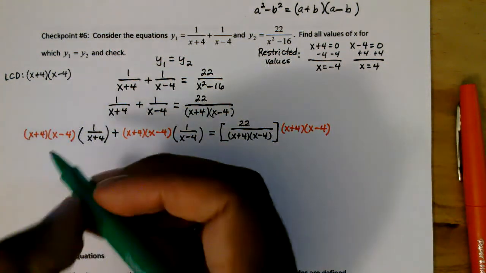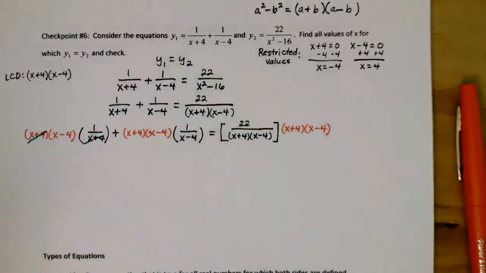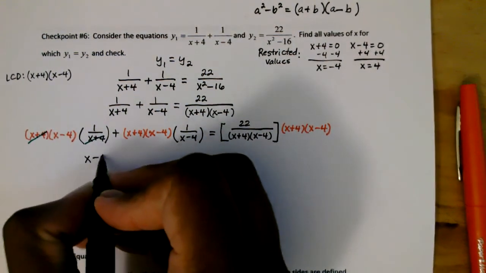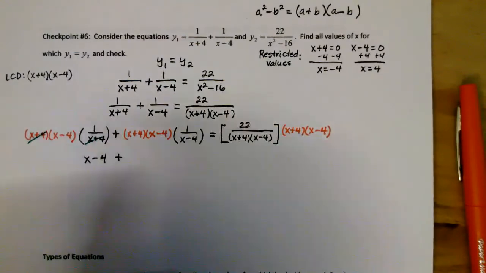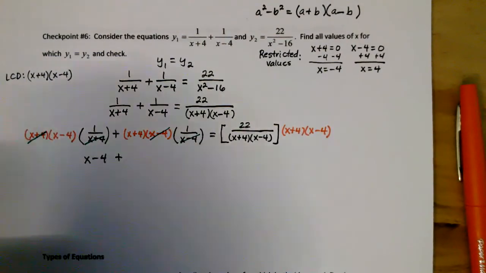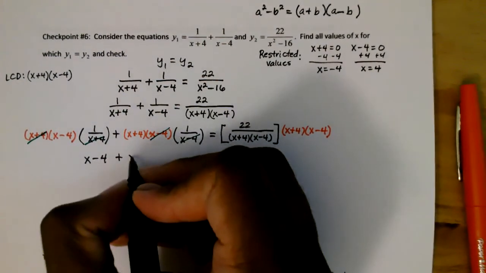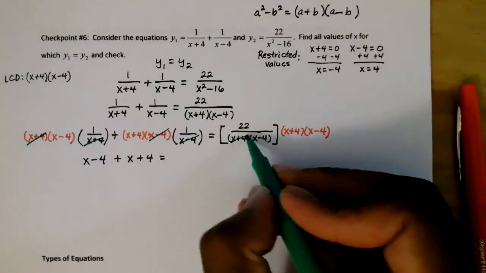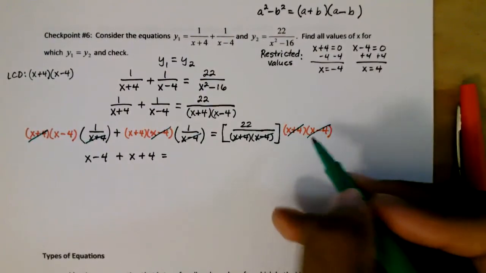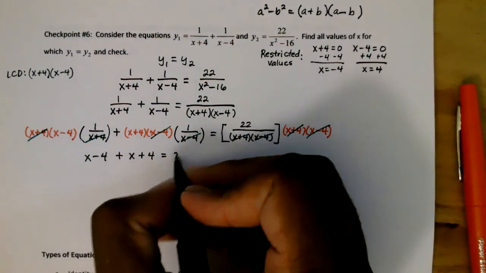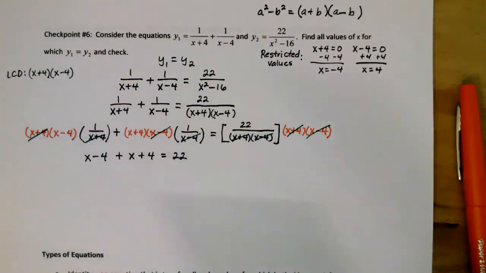Now I know that line is very lengthy, but when I simplify this, it's going to be quite easy because watch this. The x plus 4 divides out here. The only thing you'll be left with is 1 times x minus 4, which is x minus 4, plus this part right here, the x minus 4 divides out. So now you got 1 times x plus 4, which is x plus 4. And then on the right side, both the x plus 4 and both the x minus 4 divide out. Only thing you'll be left with here is 22. So I get x minus 4 plus x plus 4 equals 22.